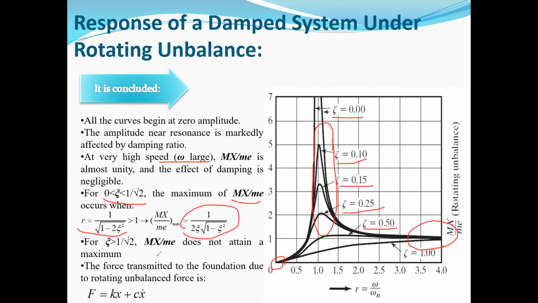And the two last conclusions, which are clear: when damping ratio is more than 1 over square root of 2, we don't have any maximum. For example, here you can see we cannot attain a maximum value for the rotating unbalance. So again, you can control your motion by using the damping, and you can see by changing psi, in fact increasing the damping coefficient or damping ratio, you can decrease the rotating unbalance, and you can vanish the maximum value for your rotating unbalance.